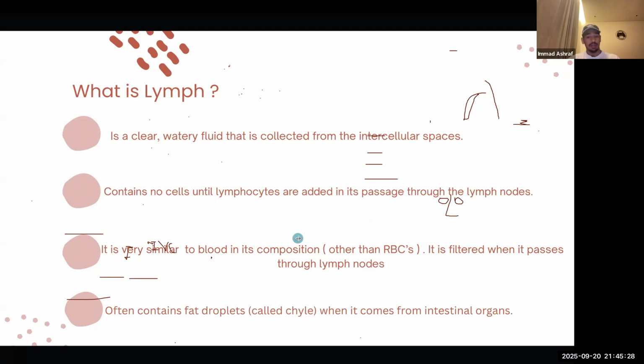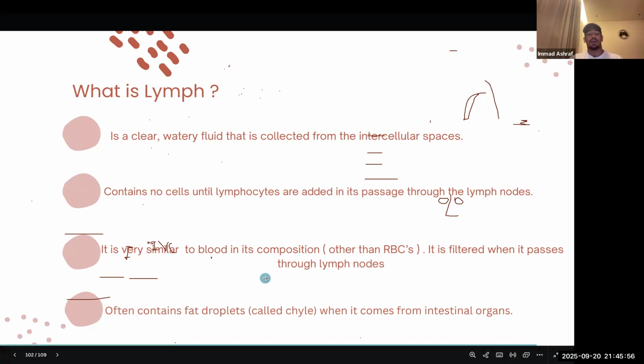So it's very similar to blood. It has water, it has fats, it has the lymphocytes. It's very similar to blood other than the red blood cells. The red blood cells are what make blood red, right? And there should be no red blood cells in the lymph. Well, there may be a little, but that's too high for you right now. Mostly there shouldn't be anything.